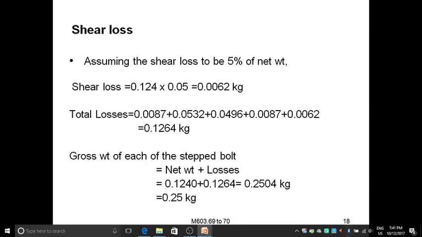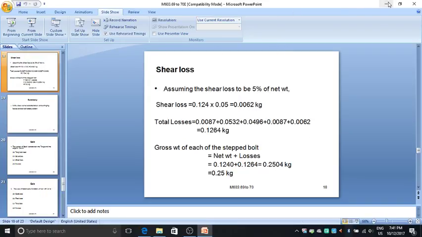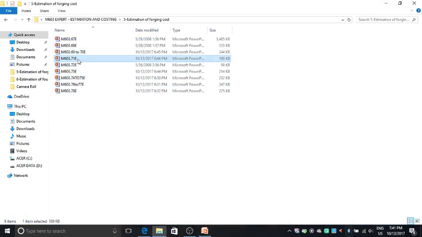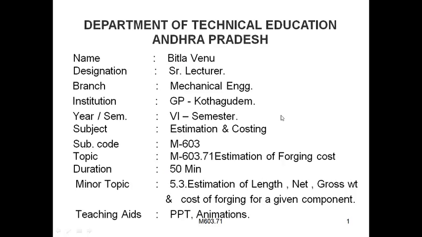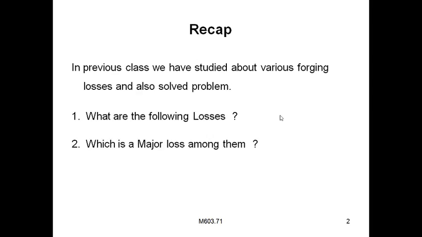By considering these losses, even though it is a very simple figure, we calculated the volume, we calculated the losses, then we summed up those two values to get the gross weight. So I hope now you are familiar with the losses. Now come back to the other slideshow. We will see the next example. The objective of this slideshow is also to calculate the forging cost.